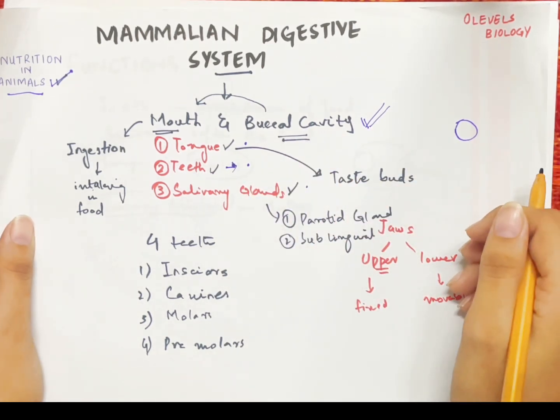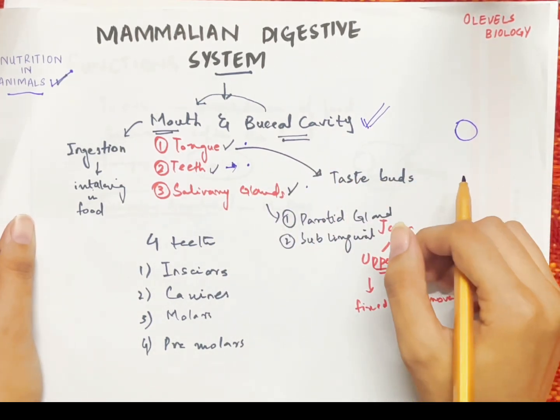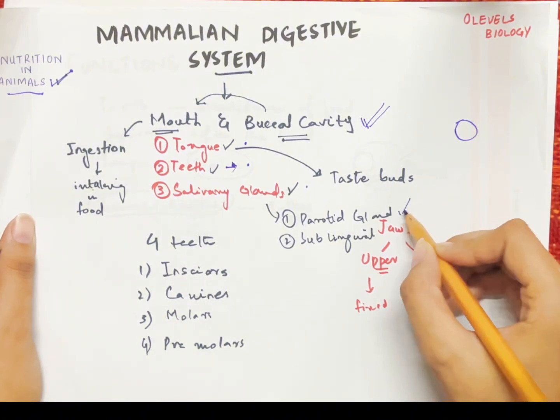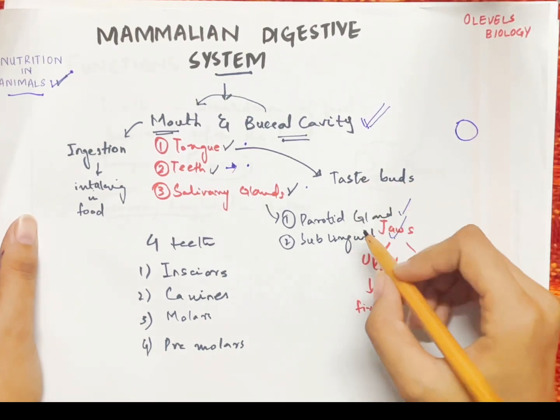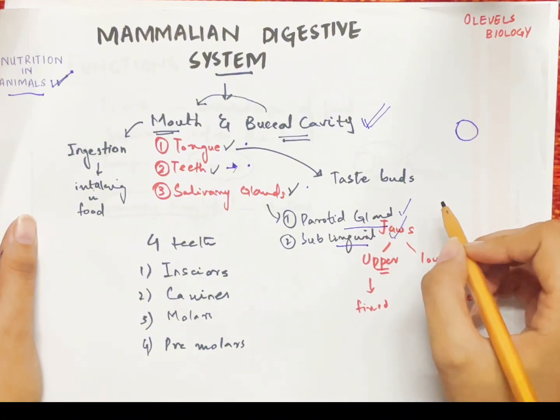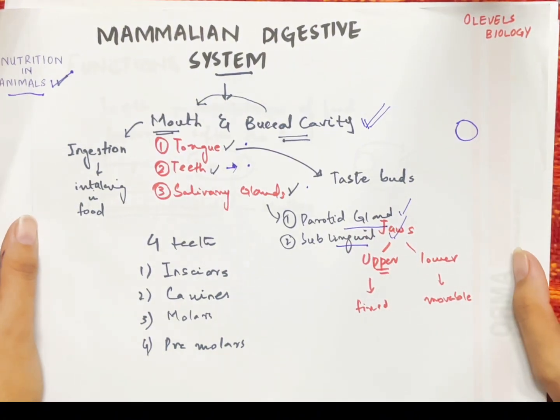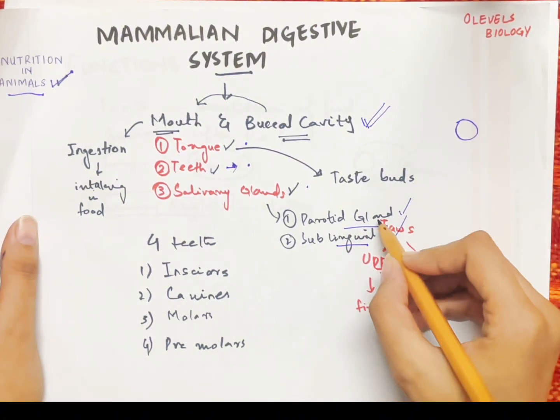When you talk about the salivary glands, there are several kinds, including the parotid gland and the sublingual gland. These glands are present in various parts around the jaw area. For example, the sublingual gland is present below the tongue, whereas the parotid gland is present beside the ear. The mouth also consists of another part known as the jaws.